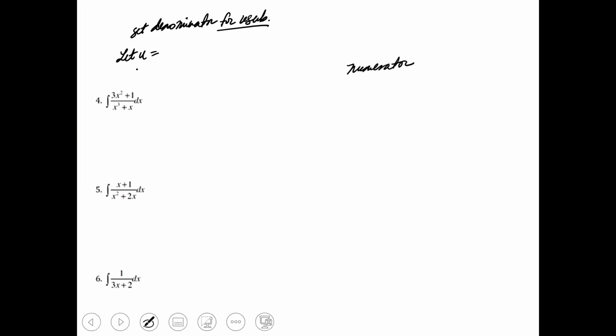Okay, let's go ahead and take a look at example number 4. So with example number 4, you have a numerator and a denominator, and you're like, okay, which one do I want u to be? Generally, what you would like to do is set the denominator for u. The reason for that is, I'm going to write it down, set denominator for u sub. If you use the numerator, you're going to notice that your x's are not going to cancel, because if I have the u sub on top, then the denominator here with the x cubed plus x is not going to be able to cancel.